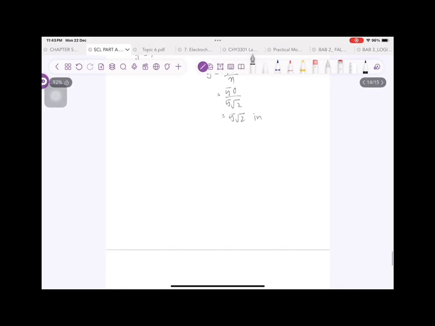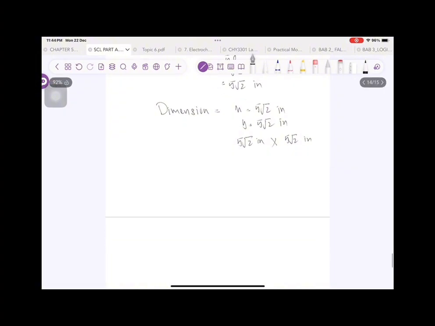So the dimension is equal to x equal to 5 root 2 inches, y equal to 5 root 2 inches. That will be our final answer. Thank you.